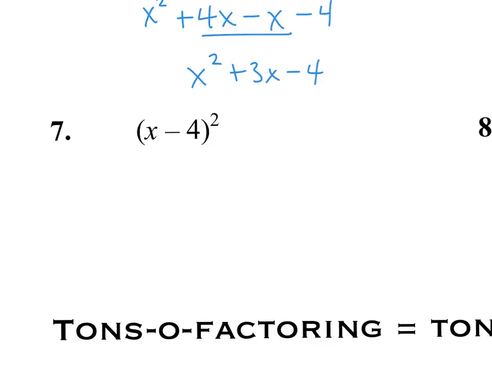All right, so number 7. Like the one that I talked about right here, where eventually we're going to do an r plus 4 quantity squared, you have an x minus 4 quantity squared. The biggest reminder is you do not simply distribute the square. This 2 means write the parentheses twice. X minus 4 is written once for you. You write it one more time, and then you FOIL.